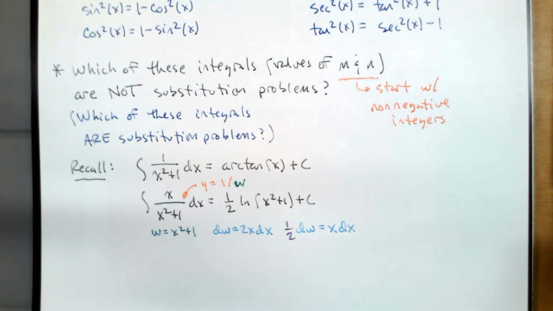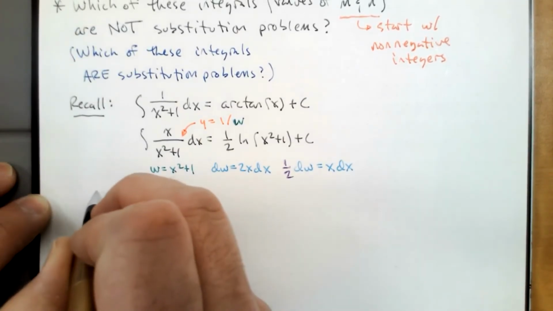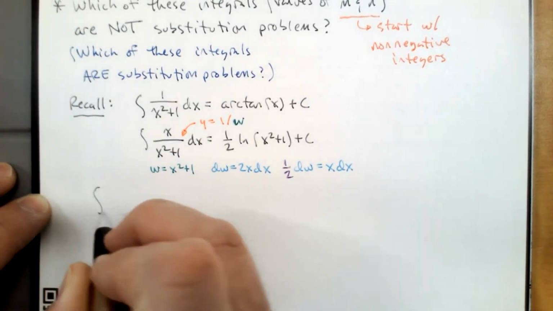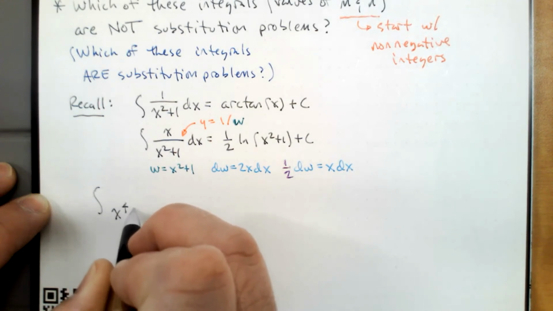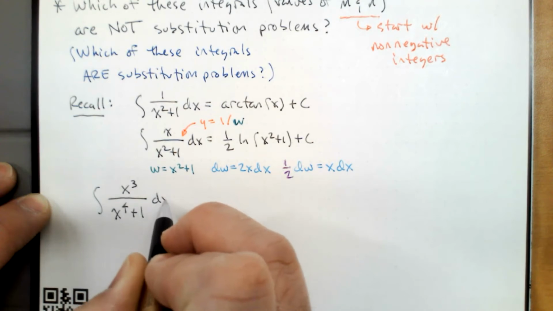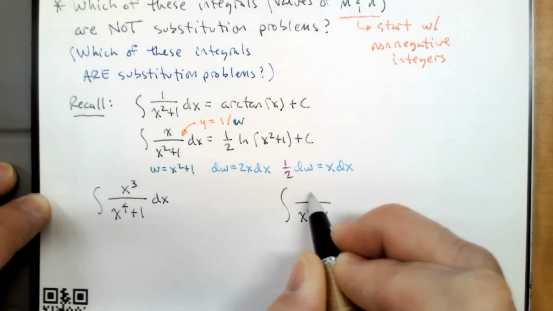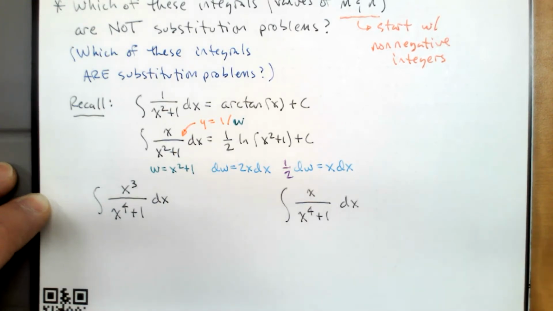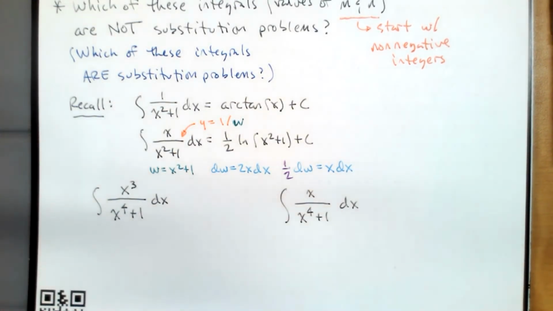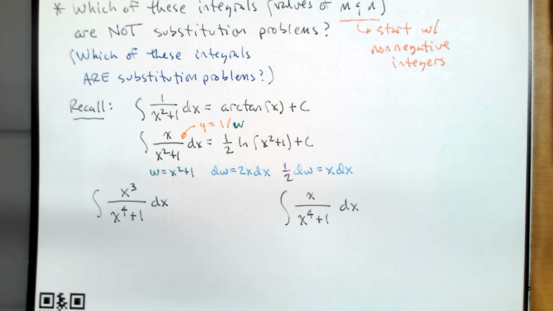And then at one point, I introduced a couple of integrals for us to think about. The integral, I put down here an x to the 4th plus 1. And I made the claim that these are both substitution problems. And so the question was, what are the substitutions that we should make?